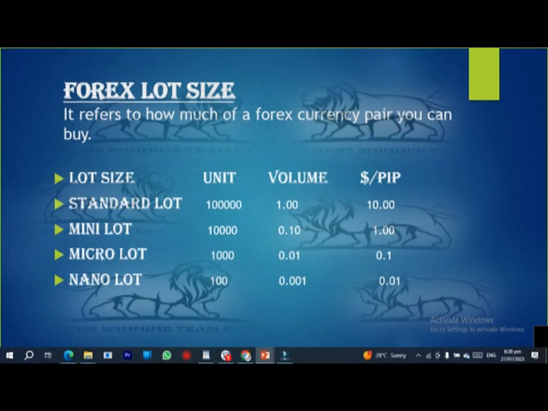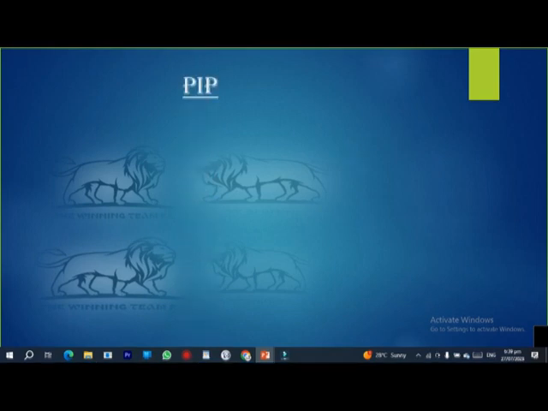If you are using 0.01, per pip movement, it is 10 cents. Okay, so let's move to the next one.